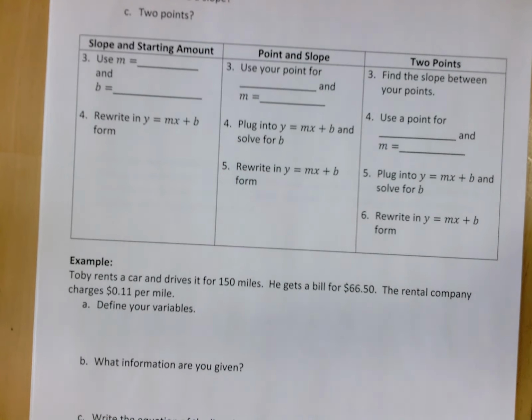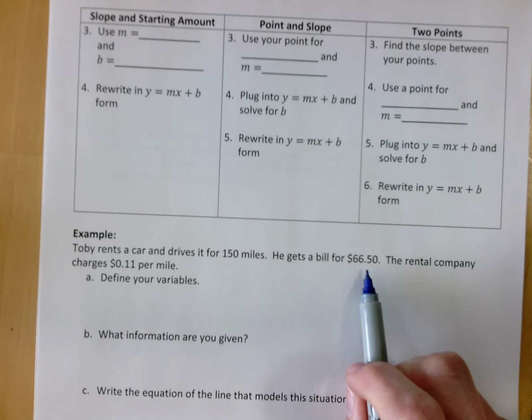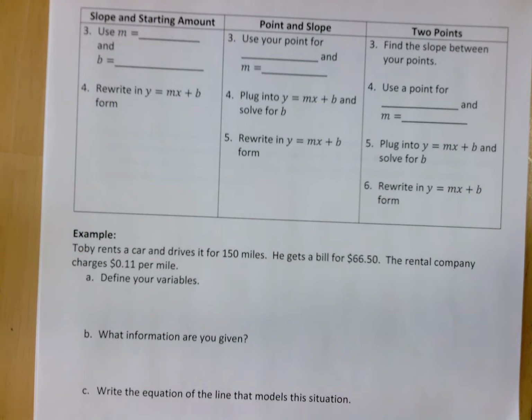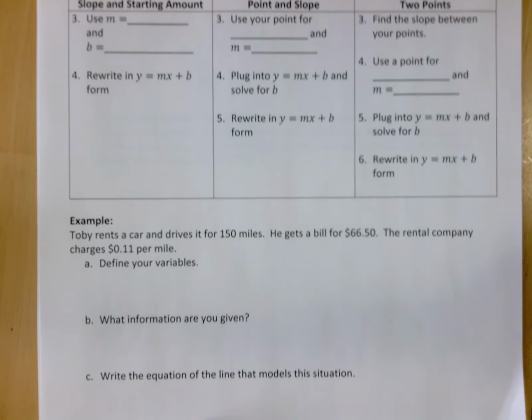So Toby rents a car. He drives it for 115 miles. He gets a bill for $66.50. The rental company charges 11 cents per mile. Okay, this is a pretty common situation if you rent like a U-Haul truck or like a truck from Home Depot or something. A lot of times they'll charge you like a starting fee to rent the U-Haul. Like you'll see advertised that it's like $19.95 to rent the truck. And then you pay a little bit for every mile that you drive.